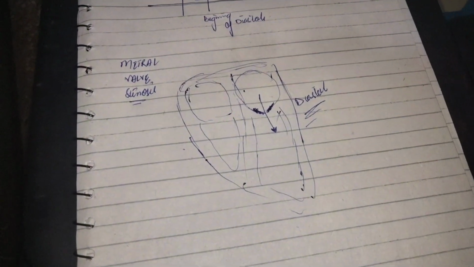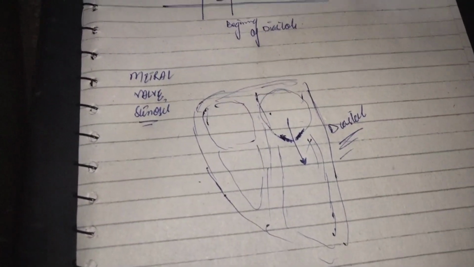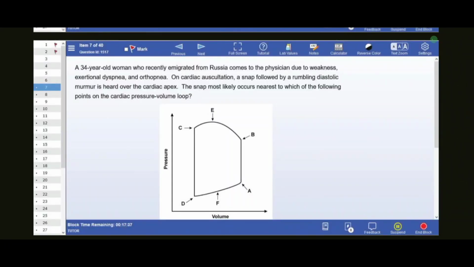So let us now just go to our question and see if we can solve it or not. Okay, so let us now head to our question. Question number 7. A 34-year-old woman who recently immigrated from Russia comes to the physician due to weakness, exertional dyspnea, and orthopnea. On cardiac auscultation, a snap followed by a rumbling diastolic murmur is heard over the cardiac apex. The snap most likely occurs near to which of the following points on the cardiac pressure loop?